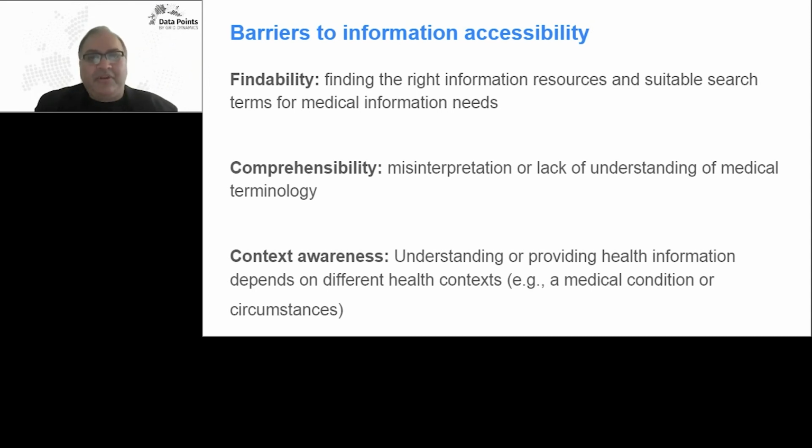And the third barrier that we need to overcome is context awareness. Providing and understanding information depends on certain health context, right? It could be possible that some healthcare information that's been provided to you may depend on the severity of the medical condition, whether you are at an early stage or late stage of a disease, and also many other different parameters, depending on your current age group and stuff like that. So context becomes very important, under which you provide the appropriate health information. Findability, comprehensibility, and context awareness are the biggest barriers to providing and accessing the right information for your medical information needs.